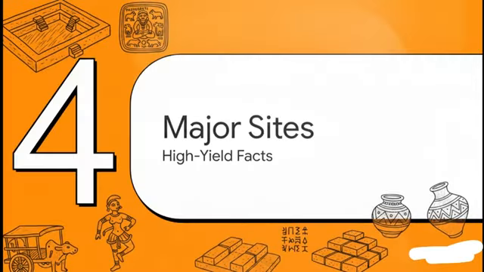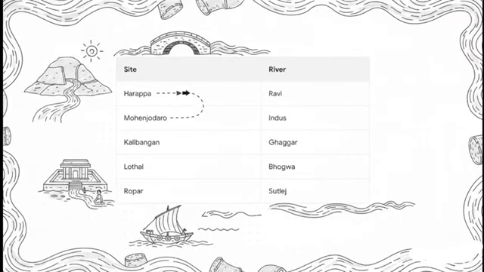Let's jump into Section 4, Major Sites and High-Yield Facts. This is where you can scoop up a ton of quick points on multiple-choice questions. First rule, you must know which city sits on which river. A classic everyday mistake is thinking Harappa is on the Indus River. Actually, scratch that, it's not. Harappa is on the Ravi River, while Mohenjo-daro is the one on the Indus. And Lothal, their incredibly famous port city, sits on the Bhogava. Use this list as a mental bridge for your revision.